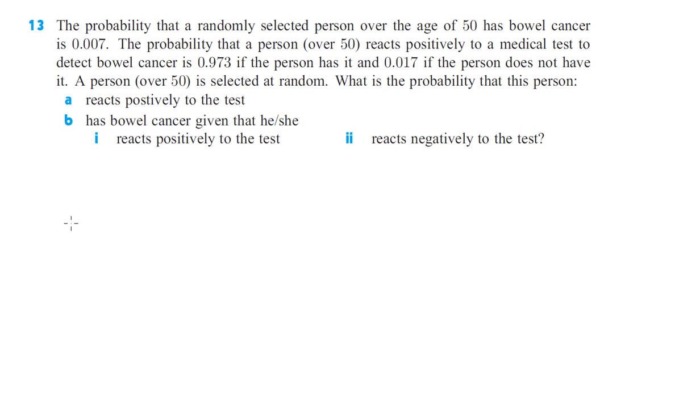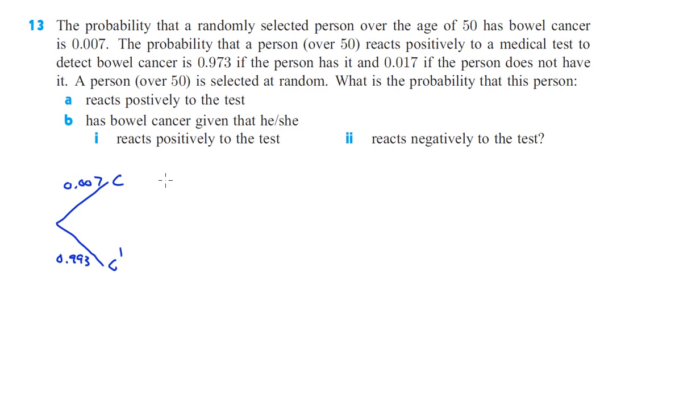Okay, so again, we're looking at some tree diagrams here. So probability that they have cancer, this will be our 0.007, and then this is going to be our not cancer, so that's going to be 0.993, right? Because that's the complement of 0.007.